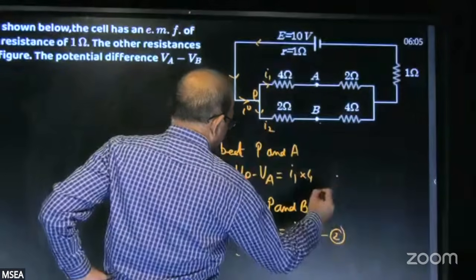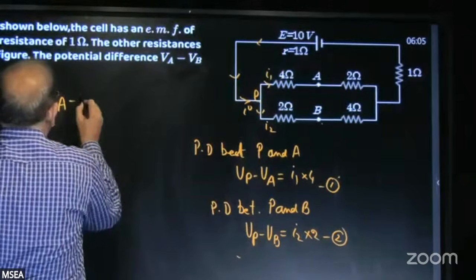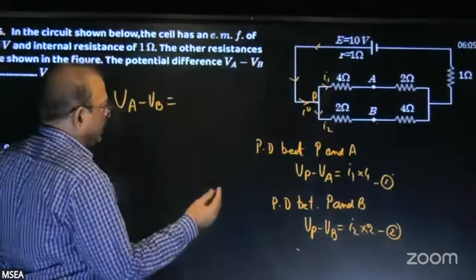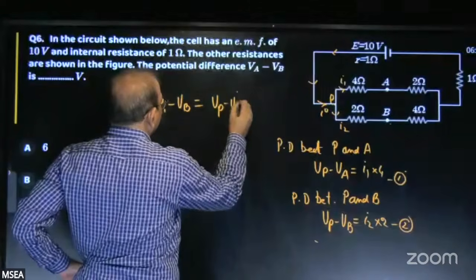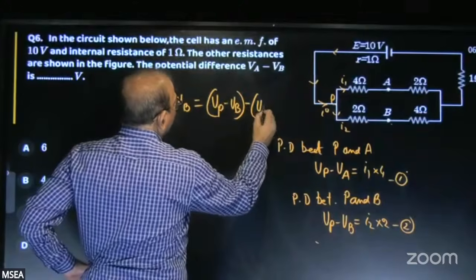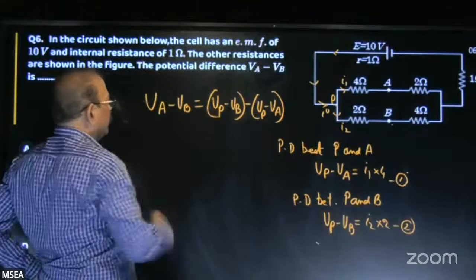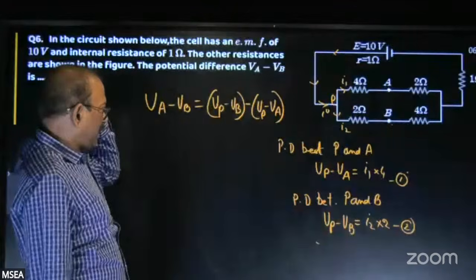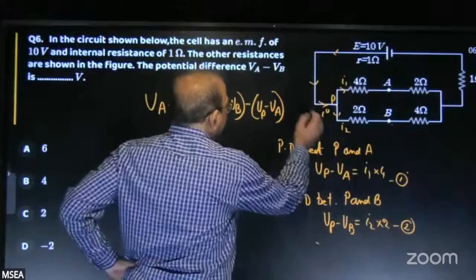This means the second equation minus the first equation, if you write, you will get the answer Va minus Vb. Vp minus Vb minus of Vp minus Va is nothing but Va minus Vb only. Do this. So first we need to find I1, I2. First that I you should find.